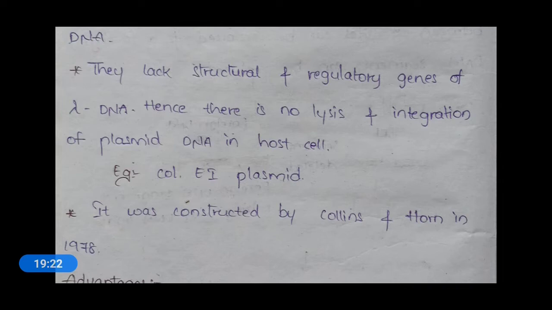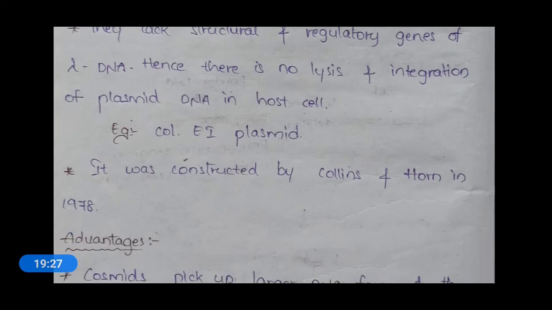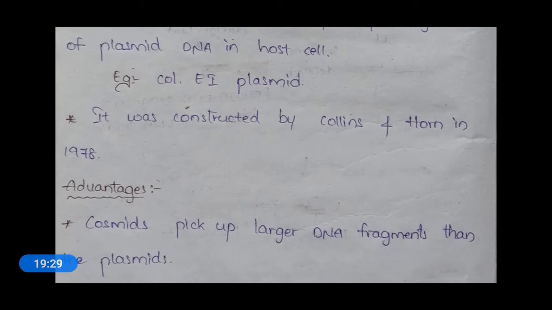And this was constructed for the first time by scientists Collins and Hohn in the year 1978. The scientists Collins and Hohn both worked on this and they finally combined plasmid and lambda DNA cos sites to develop this cosmid. Okay, they named this new vector as cosmid.